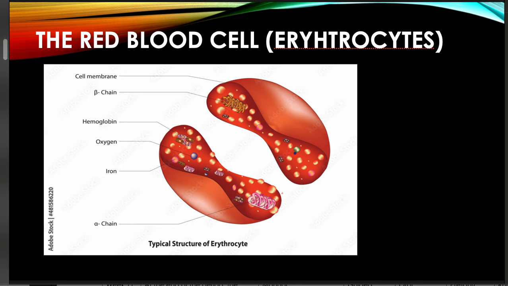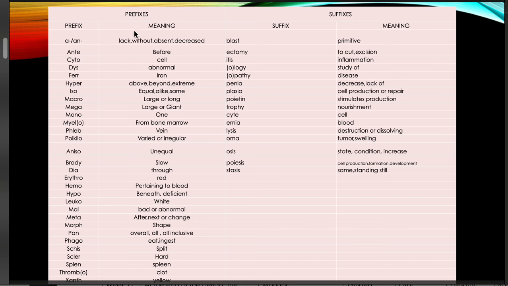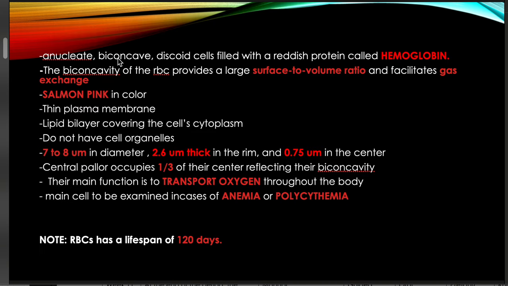Okay, so here is your red blood cell, or what we call your erythrocyte. Don't forget that the other name of red blood cell is erythrocyte. Your erythrocytes have cell membranes, beta chains, hemoglobin in the beta chains, oxygen, iron, and alpha chains. Your RBCs are enucleate. What does an mean, earlier? An means without, absent. So it has no nucleus. They are biconcave discoid cells filled with reddish protein called hemoglobin.